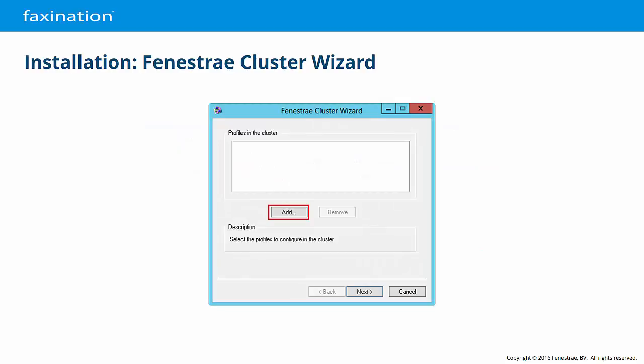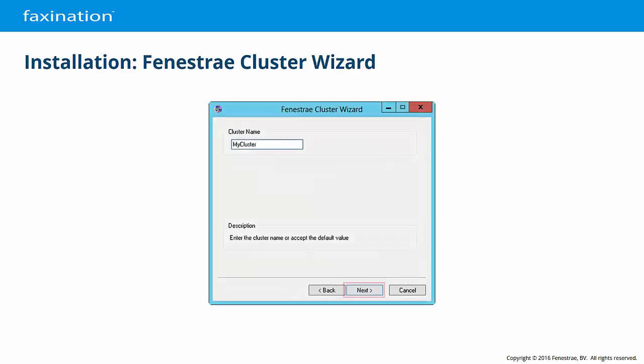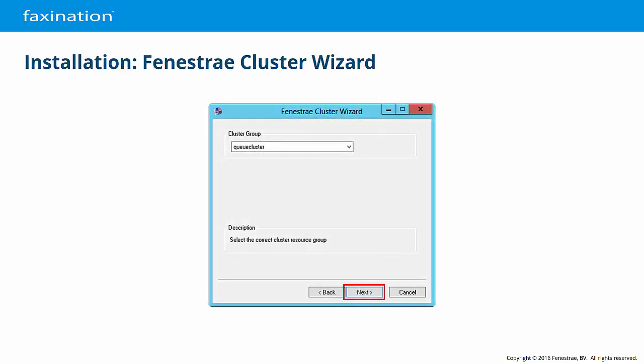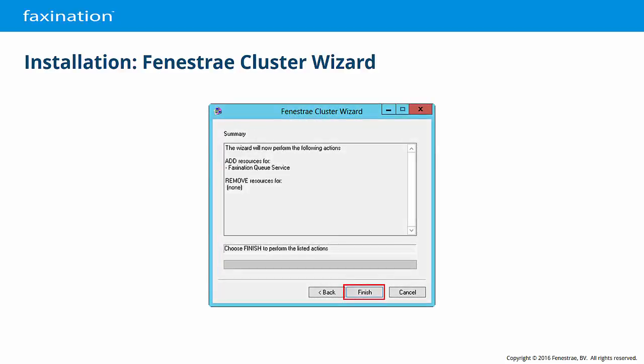Click Add. Accept the default profile and click Add. The cluster name is auto-detected. Click Next. Select the cluster group resource from the drop-down and click Next. You will get a summary of the Cluster Wizard actions. Click Finish to apply those actions.